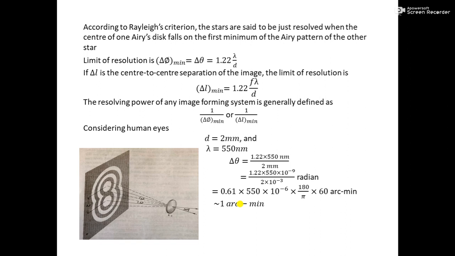So delta theta is 1 arc minute. If f, the focal length of the human eye, is taken as about 20 millimeter, then delta L minimum comes to around 6700 nanometer.